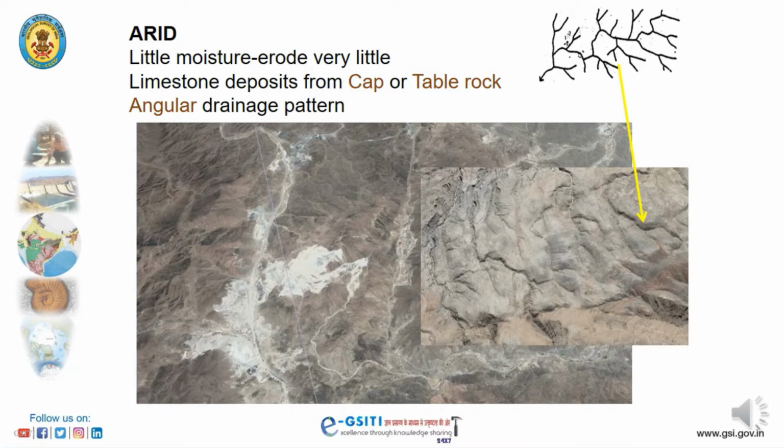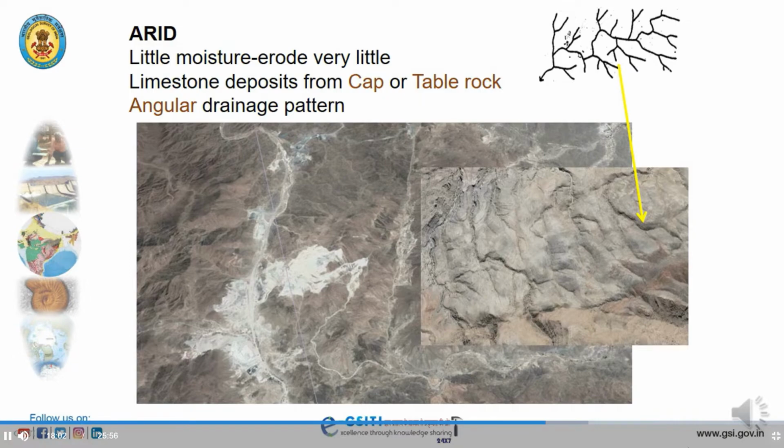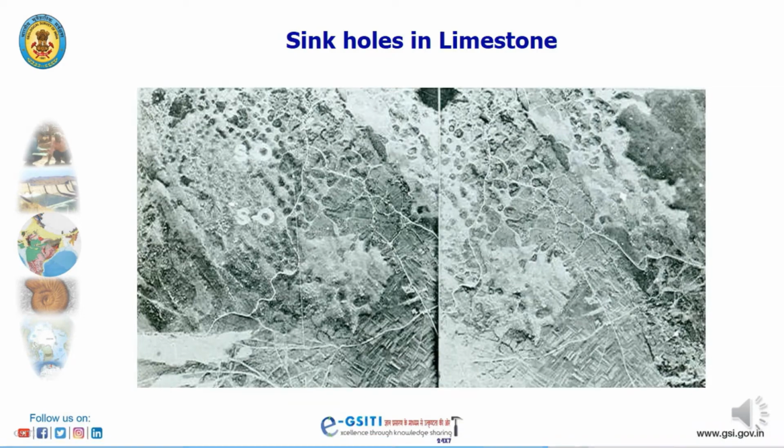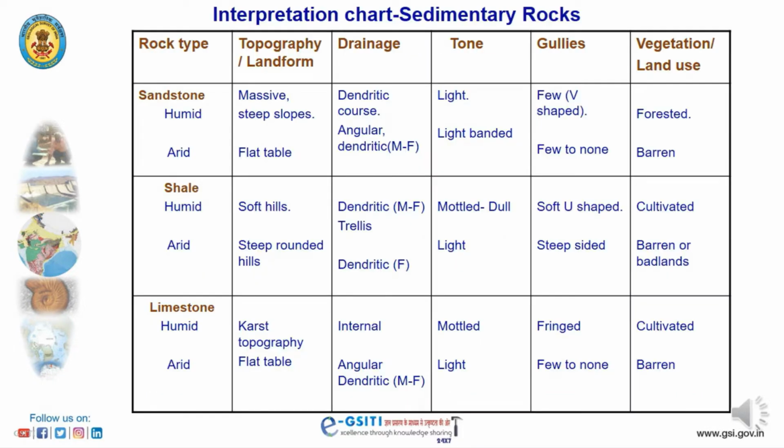In arid climatic conditions, mostly they form as a cap or table rocks with angular drainage pattern, which is very much visible from the imagery. These are the aerial photographs showing sinkholes in limestone. This is a consolidated table for the interpretation of various sedimentary rocks based on topography, drainage, tone, gullies, vegetation as well as land use.